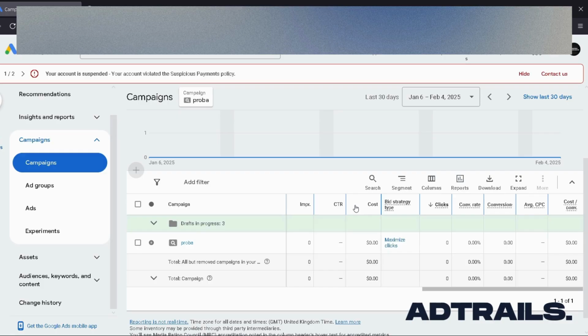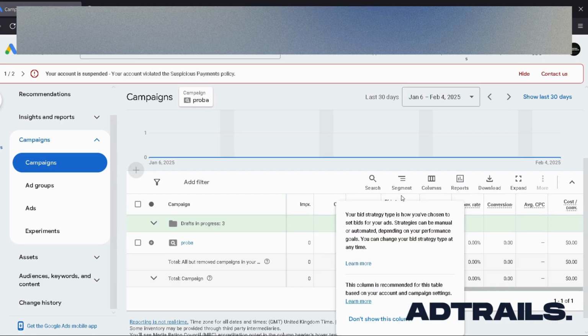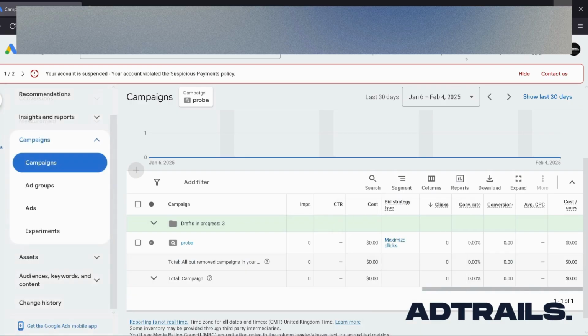Cost is pretty straightforward: the total amount that you've spent over time on that particular campaign during the selected period. Bid strategy, you have a whole tutorial about bidding strategies on my channel, so you can check it out after you finish this video. That bid strategy column shows you the method you use to determine how much you're willing to pay for ad placement. That could be manual CPC, cost per click, or target CPA, cost per acquisition.